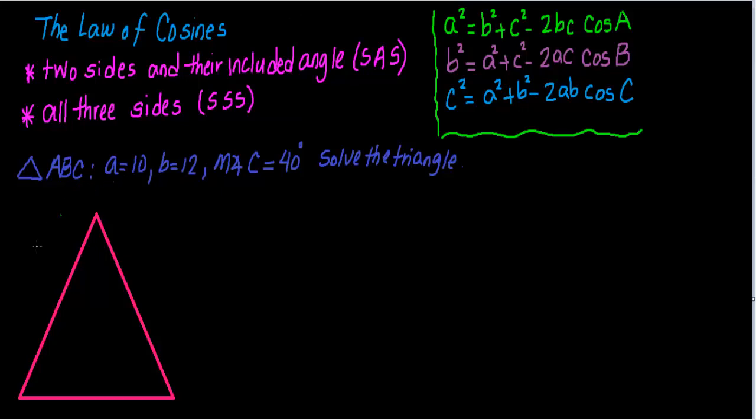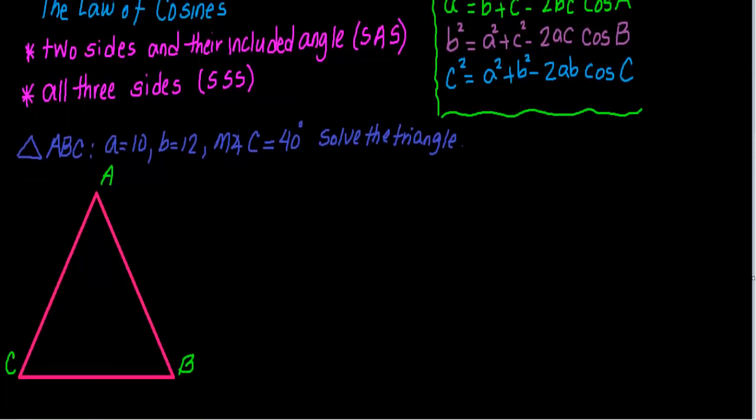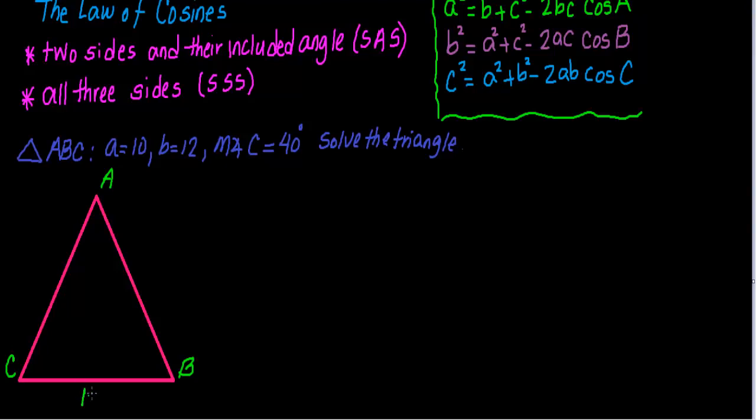Triangle ABC, let's start with A up here. I want to write A here, B here, and C on this corner. If a is 10, that means this side here is 10, the side across angle A. b is 12, that's the side across angle B. And the measure of angle C is 40.